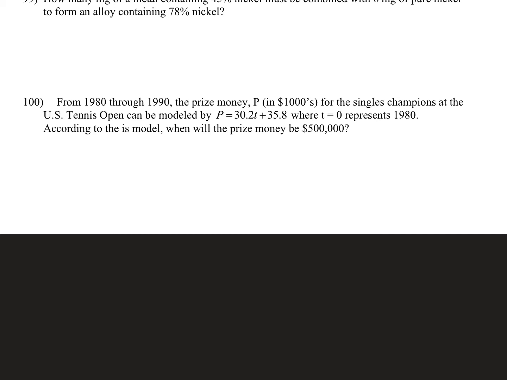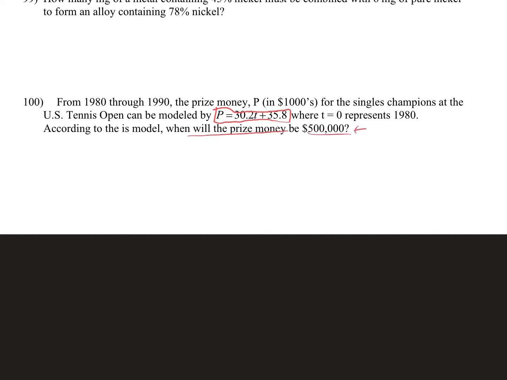Now, this is a nice problem because in some word problems you have to actually come up with a formula and solve the problem that way, like we did in 98 and 99. But in 100, they've given you this equation. And they tell you that P is the prize money in thousands and T is the years after 1980. So the problem's asking, when will the prize money be 500,000?